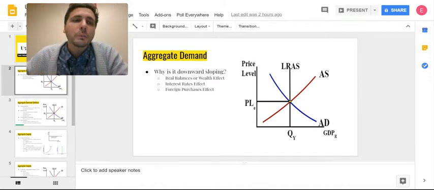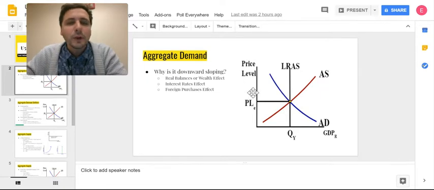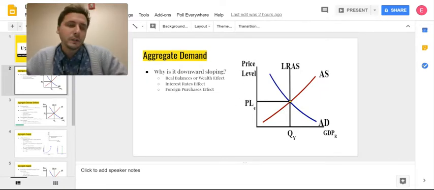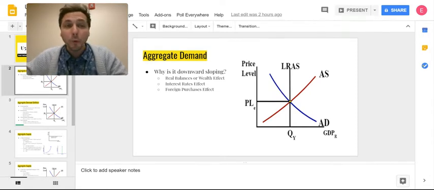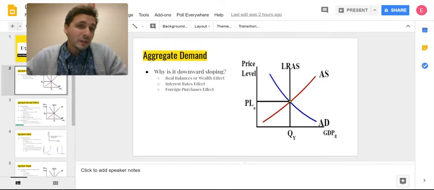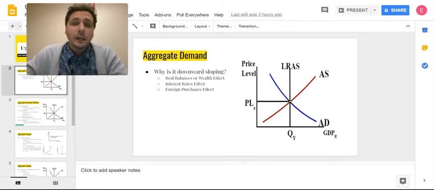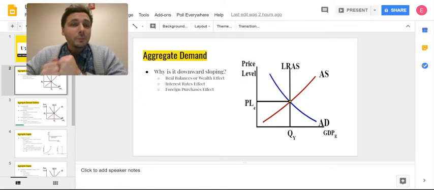Then finally is a foreign purchases effect. The idea is when the price level rises, those prices follow the goods that we ship overseas. So they're going to be seen as relatively more expensive in those other nations. And so those other nations are not going to buy as much. Aggregate demand, one of the four elements is net exports. And so those net exports are going to fall because the price level is higher. So they buy fewer of our goods.